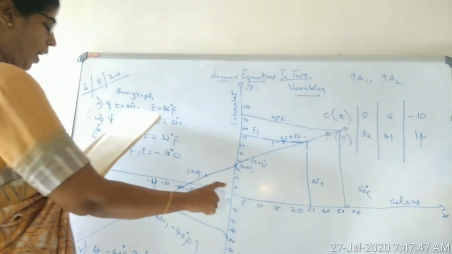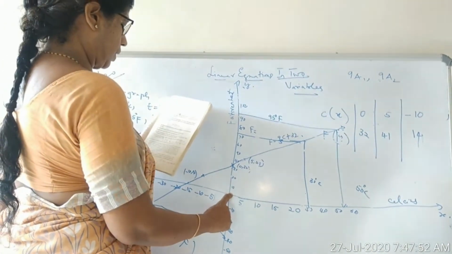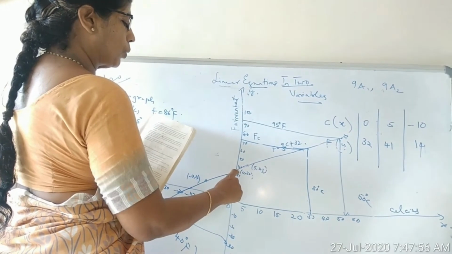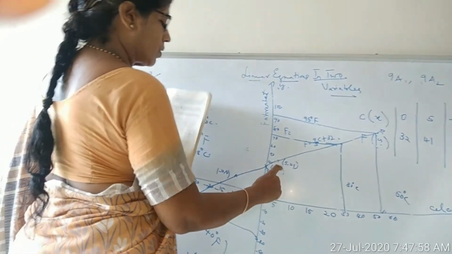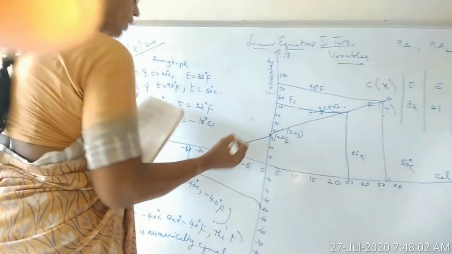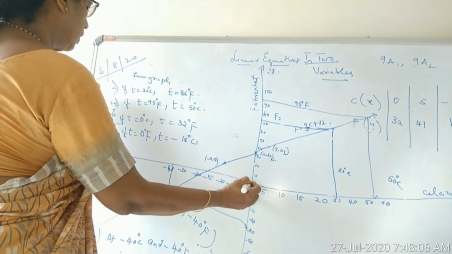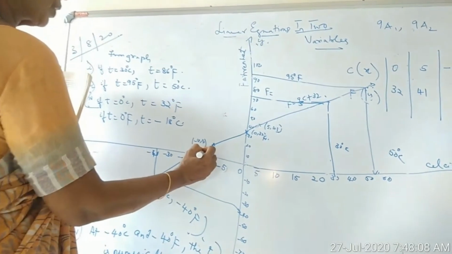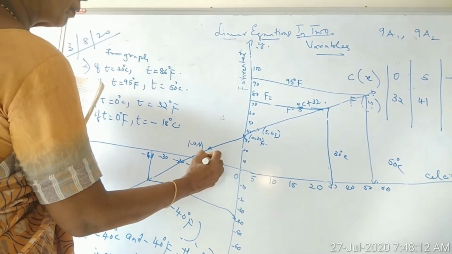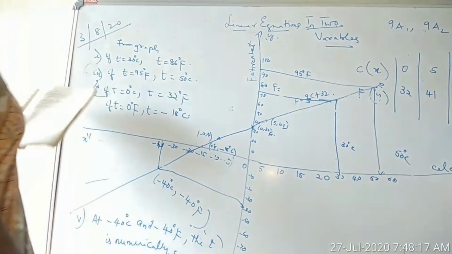Third bit, at 0 degrees centigrade, what is the temperature in Fahrenheit? 32 degrees Fahrenheit. 0 degrees centigrade, 32 degrees Fahrenheit. Next, at 0 degrees Fahrenheit, what is the temperature? It is minus 18 degrees centigrade.